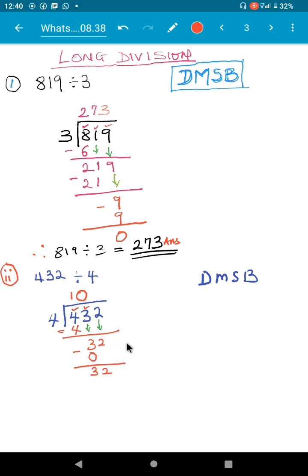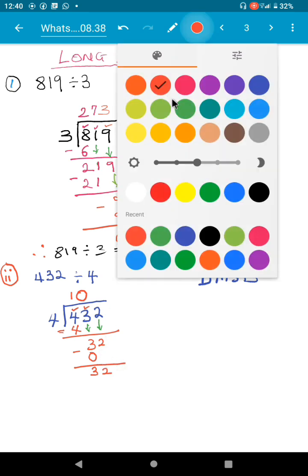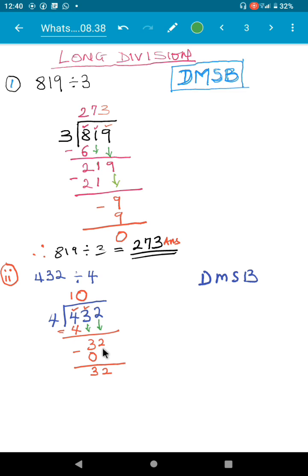So we have brought down this 2. That's why we're having 32 there. So I've treated 3. Next, I'm going to treat this last digit. That is 2. We are treating this 2 now, that's this 2 here. But there is a 3 in front of it, so we call it 32. So I'm going to have 4 dividing 32.